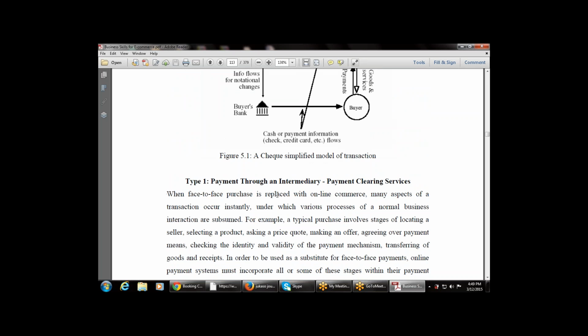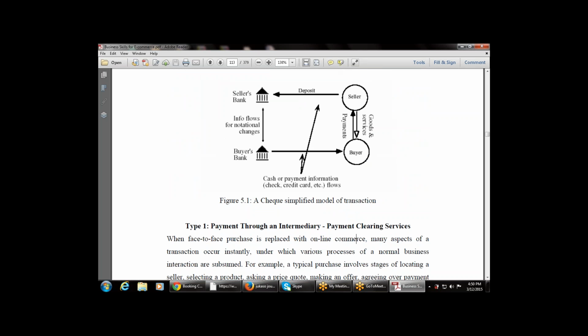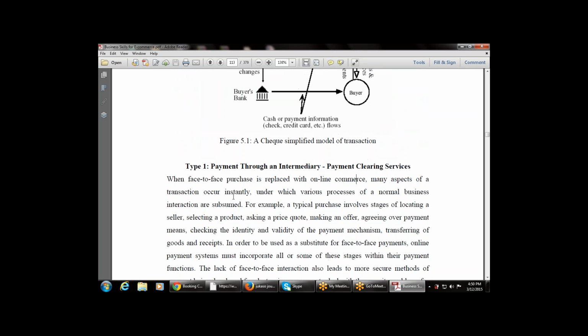Then when face-to-face purchase is replaced with online commerce, that is a traditional scenario. Now if it is replaced with online commerce, many aspects of a transaction occur instantly, under which various processes of a normal business interaction are subsumed. That is, normal business processes are exhausted for the time being whenever there is a face-to-face transaction.